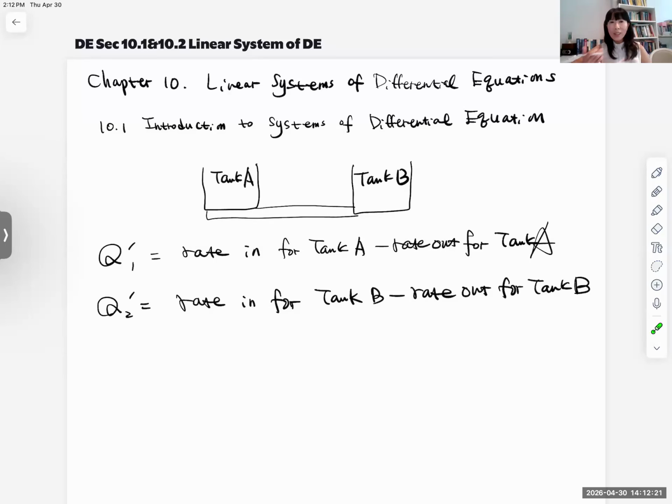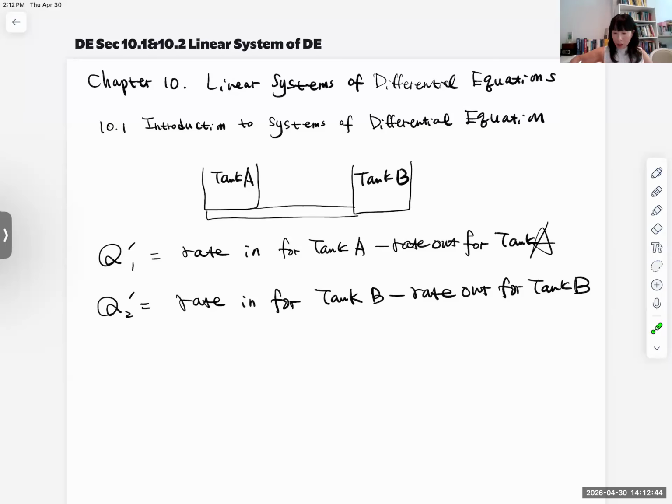Hello everyone. Today we are going to learn chapter 10, linear system of differential equations. So 10.1, introduction to system of differential equation. We do only one question in 10.1 and then we move on to 10.2. So I want to combine 10.1 and 10.2.